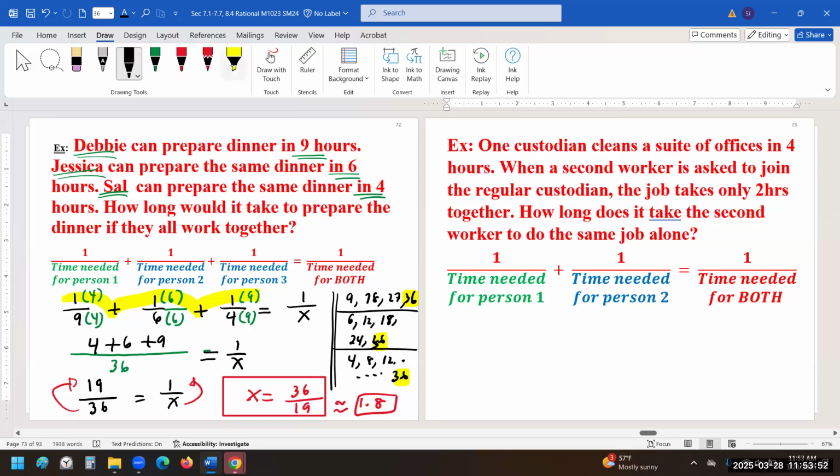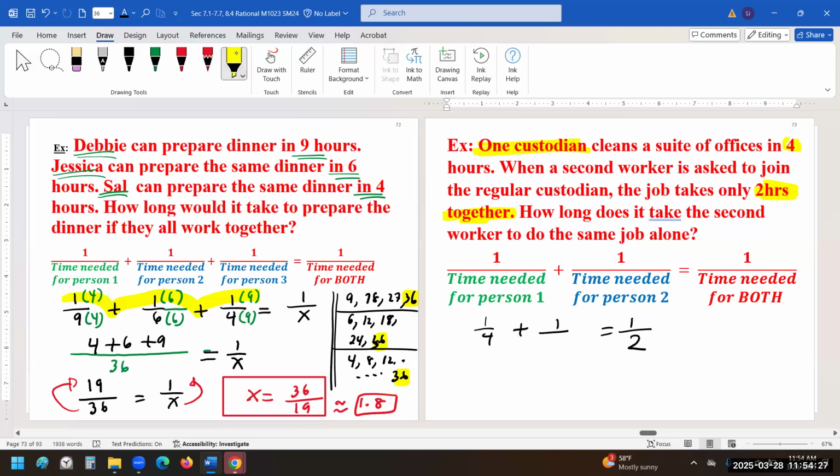Okay, the next one. It says one custodian needs 4 hours. So 1 over 4. When the second custodian joins, it takes 2 hours together. So where do we put these two? On the left side or on the right side? The right side, because this time we do know how long it takes if they work together.